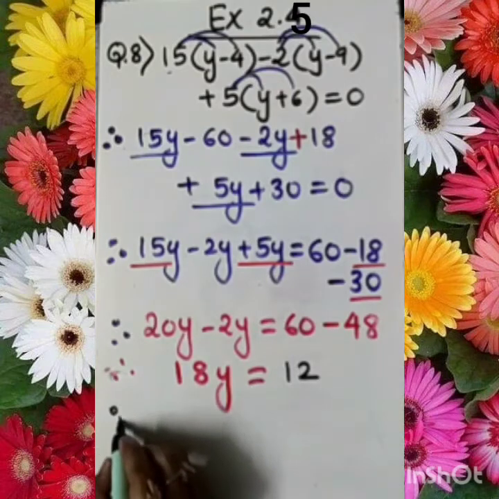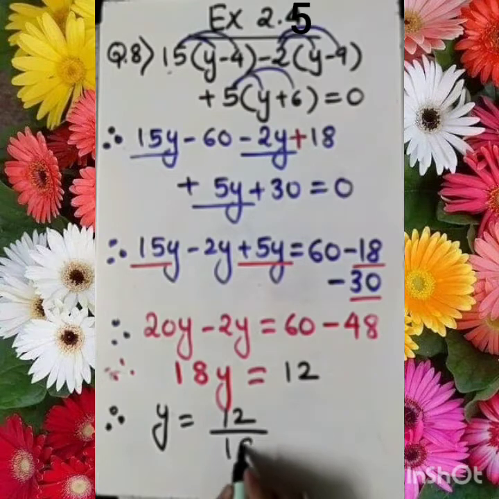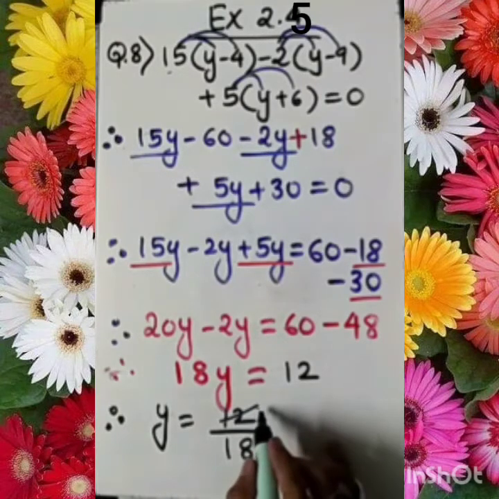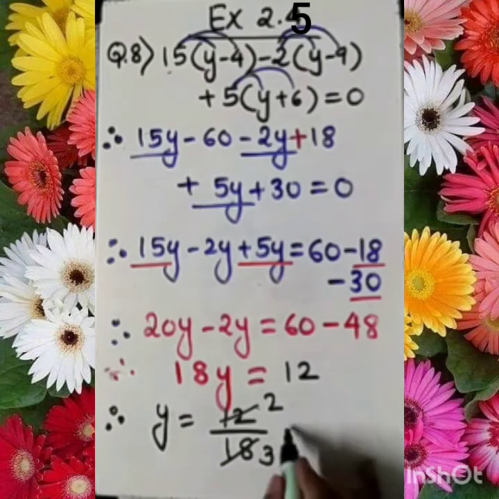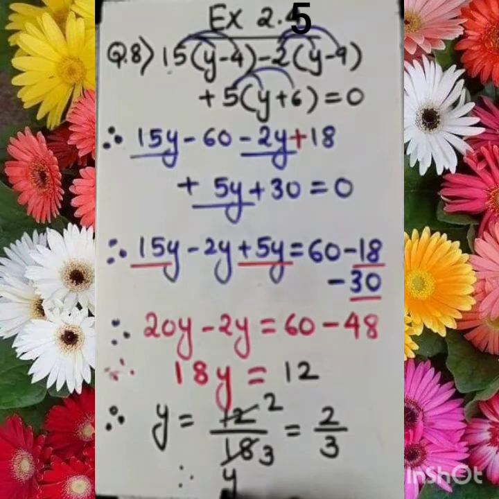So, what is the value of y? y equals 12 upon 18. Fine. Now, is there any common factor which we can take out? Yes. 3 fours are 12. In fact, we can say 6 twos are 12 and 6 threes are 18. So the value of y is 2 by 3. Value of y equal to 2 by 3. This is our result. Easy.